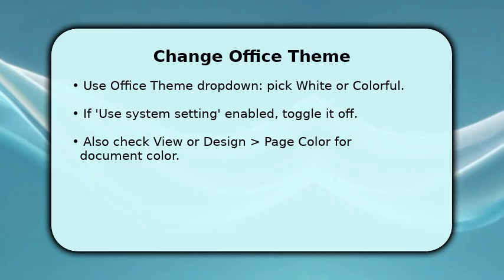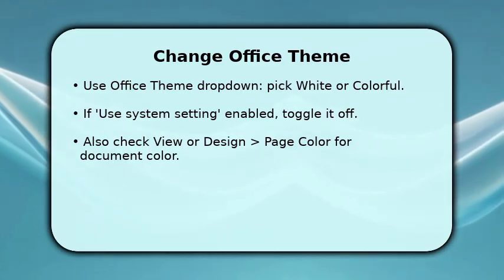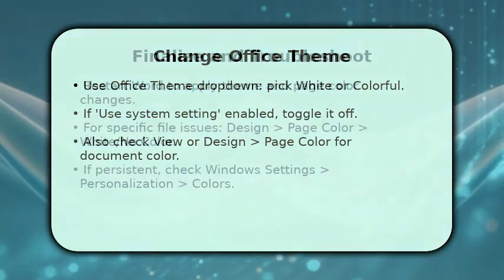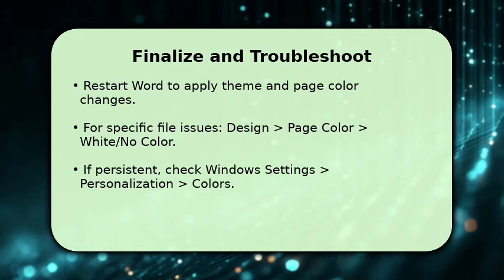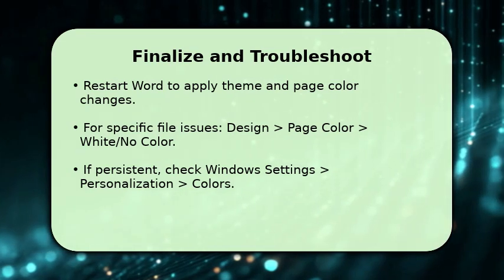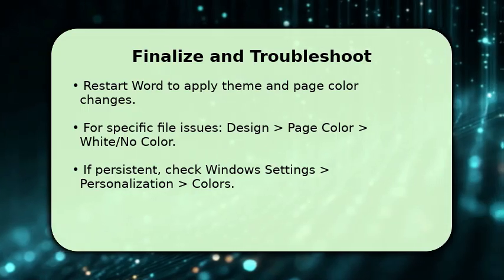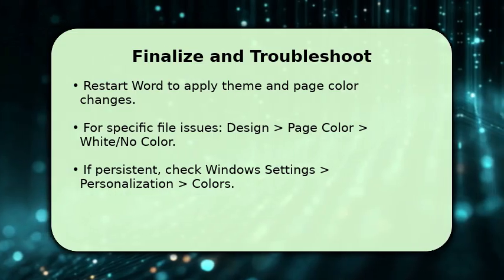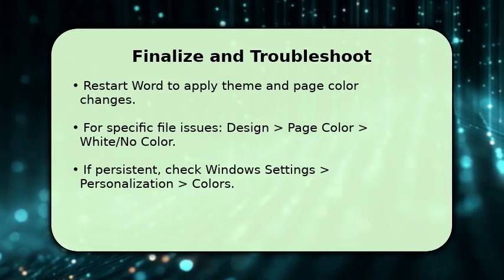Make sure to apply these changes and stay on this document while testing. Finish by closing and reopening Word so theme and page color fully apply. That often resolves lingering dark elements. If the file still shows a dark page, open Design, select Page Color, and choose white or no color to force a light document background.